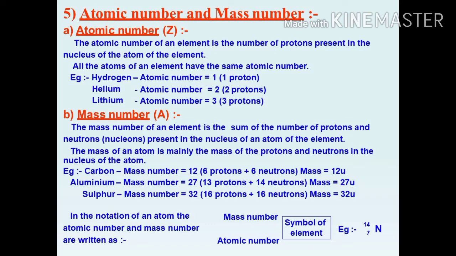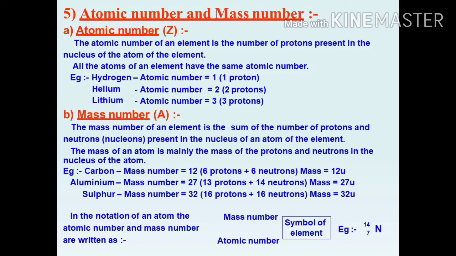Hydrogen, atomic number 1, which means only 1 proton. The number of protons denotes the atomic number. Helium, atomic number 2, which means 2 protons. Lithium, atomic number 3, 3 protons. Atomic number is equal to the number of protons. What is mass number? Atomic number is designated by the letter Z. Mass number is designated by A.